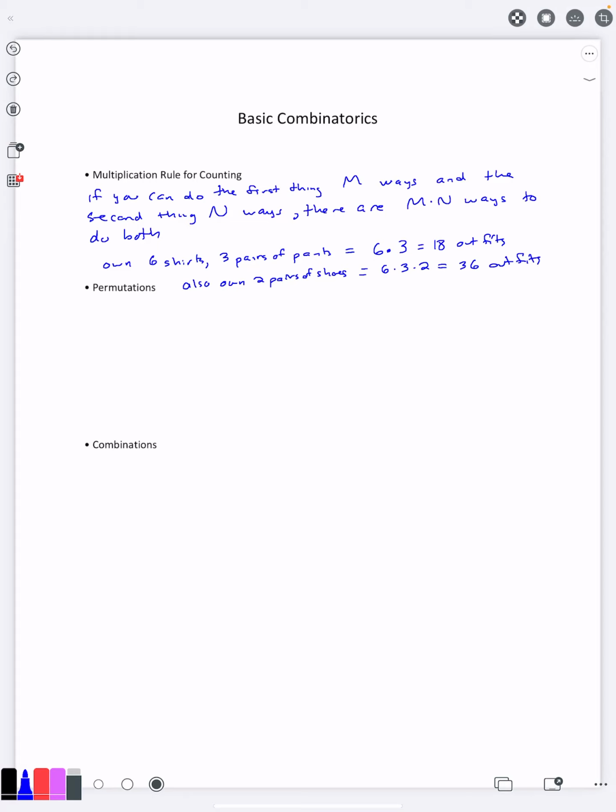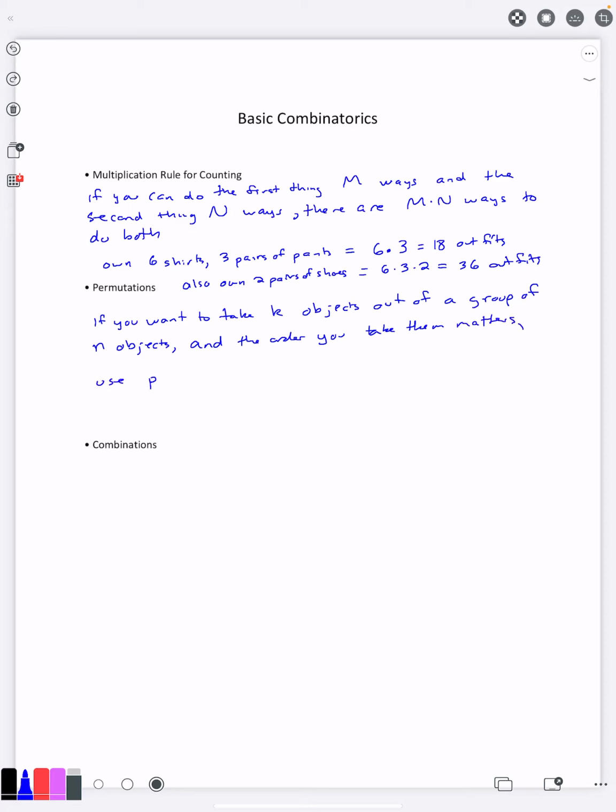The second rule from combinatorics we're going to learn is called permutations, and this is going to be if you want to take k objects out of a group of n objects, and the order you take them matters, use permutations. And in particular, you're going to see this capital P here indicating permutations.